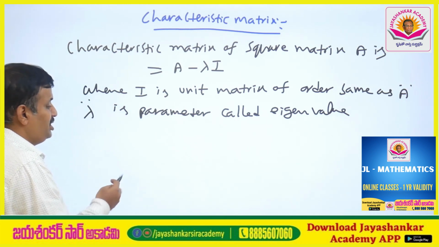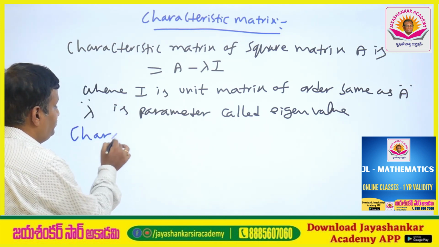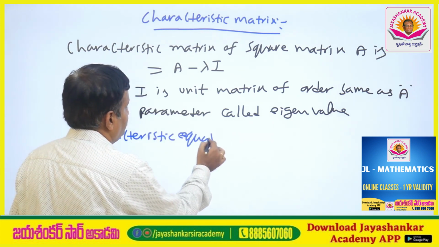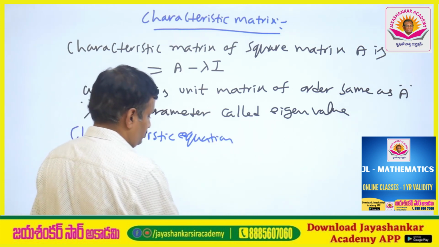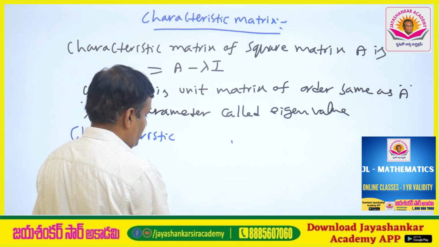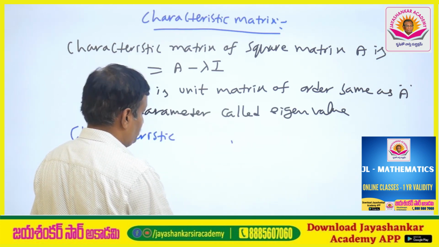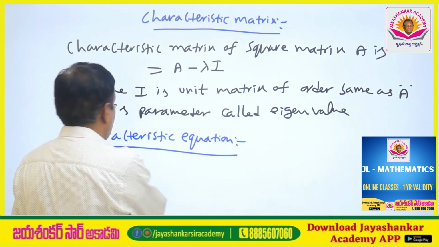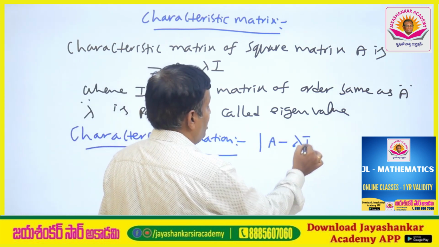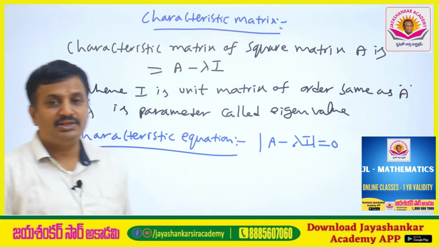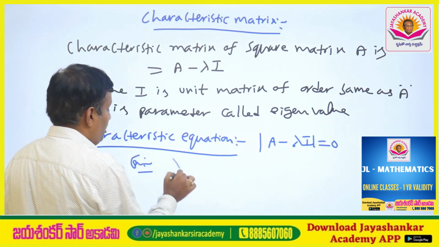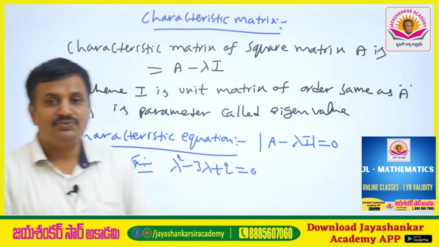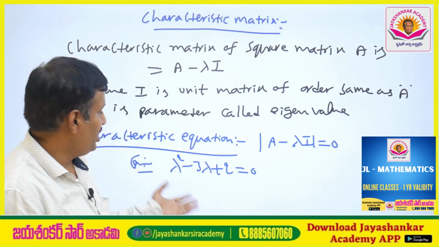Then what is the characteristic equation? The determinant of A minus lambda I equals 0 is called the characteristic equation. If you observe the example here, lambda squared minus 3 lambda plus 2 equals 0 is the characteristic equation.